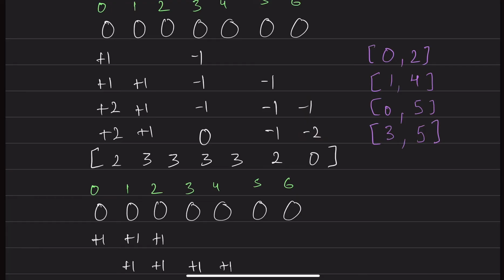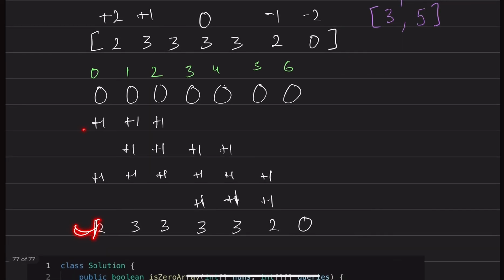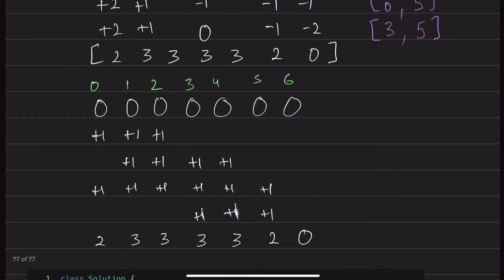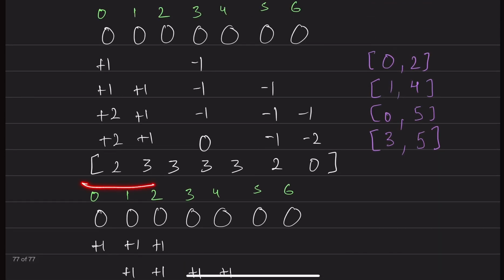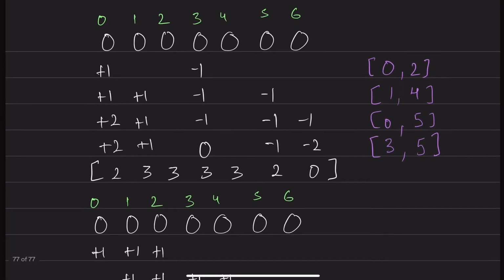So now, how is this helping me? For each of the queries, I just took O of one time. I just went to two of the indices, and I just placed a plus one and minus one at them. Now, if you take a prefix sum for these values, what you will get is the same array which we got if we iterated over all the indices for each of the queries and incremented it like that. So we are getting the same result. If you see, this 2 3 3 3 3 2 is the same as below. Okay, so we are getting the same result.